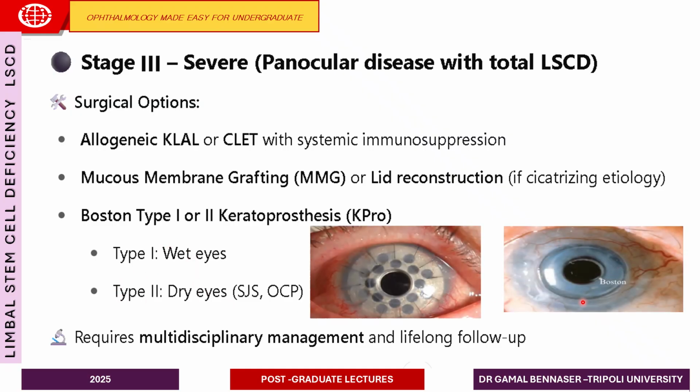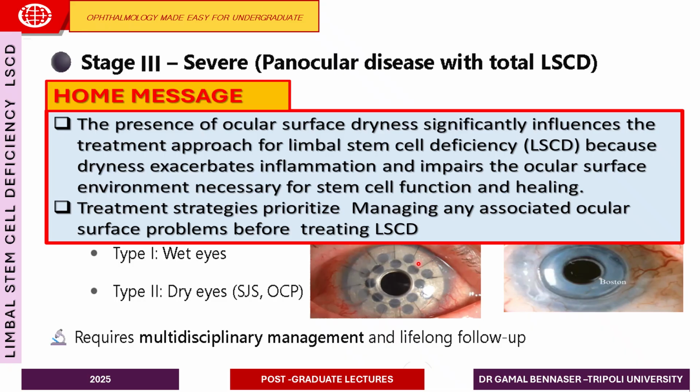Now, this is an example of the Boston prosthesis. This is type 1, and this is type 2. And actually, this is a multidisciplinary management because usually there are associated ocular surface problems and also associated secondary glaucomas. So we have to manage all these problems for these patients.